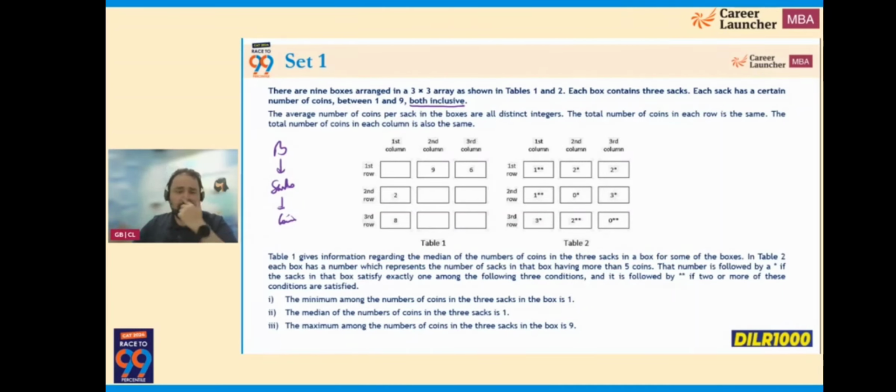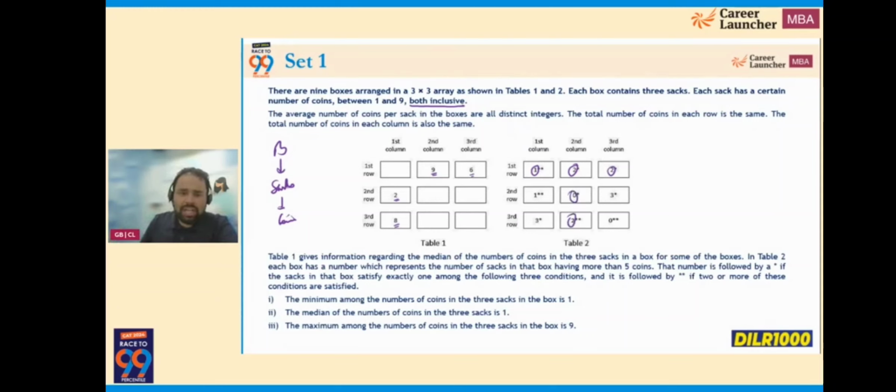So basically, what did it say? This is a box. Inside the box there are sacks, and inside the sacks there are coins. Median number of coins across the 3 sacks is 9. Median number of coins across the 3 sacks is 6. Median number of coins across the 3 sacks is 2. Median number of coins across the 3 sacks is 8. It is also telling me that within the sacks, one of them has a number greater than 5; 2 have greater than 5; 2 have greater than 5; 2 have greater than 5; 0 have greater than 5.